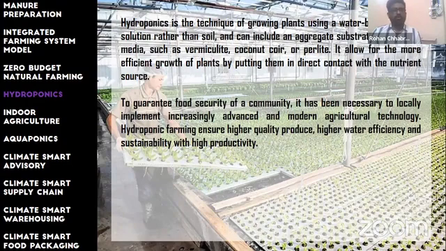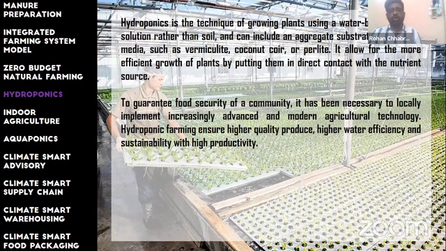Now this is hydroponic. So hydroponic is an innovative technology and is rapidly increasing today. Hydroponic is a technique of growing plants using a water-based nutrient solution rather than soil, and can include an aggregate substrate or growing media such as vermiculite, coconut coir or perlite or other such material. It allows for more efficient growth of plants by putting them in direct contact with the nutrient source.